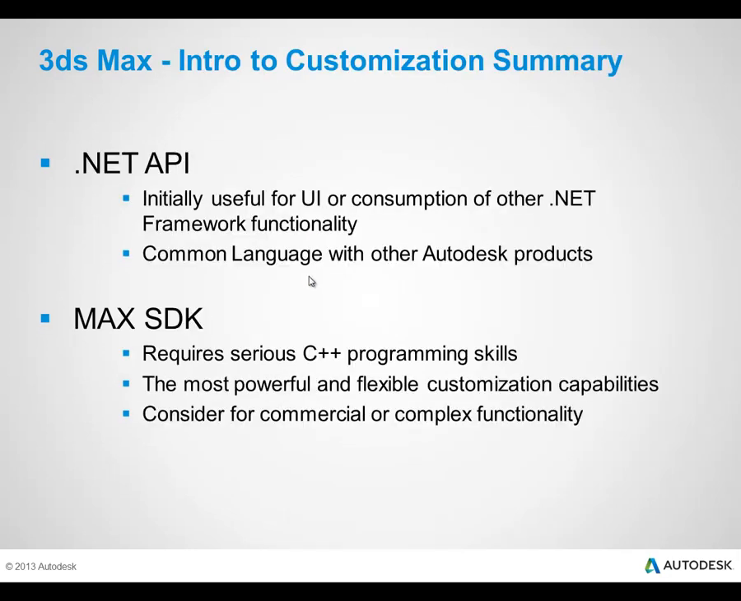.NET API, initially it was useful for UI, but now it's got the wrapper assembly, so you can do pretty much everything you can do in the SDK from an automation standpoint. You can do that in .NET. It has a common language with the other Autodesk products. If you're using Revit or Inventor, they're using .NET APIs as well, so it's kind of common ground. And then finally, the Max SDK. Just remember, if you're going to dive into the SDK, be comfortable with your programming skills. You can very easily crash 3ds Max if you're not checking for null and some of the typical C++ paradigms.